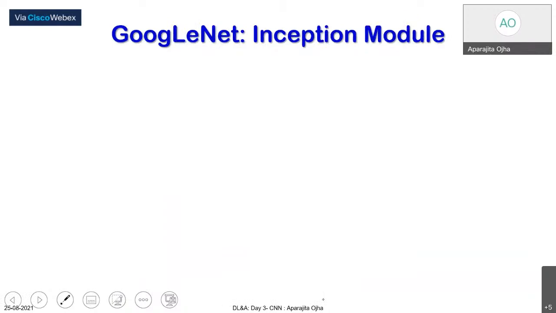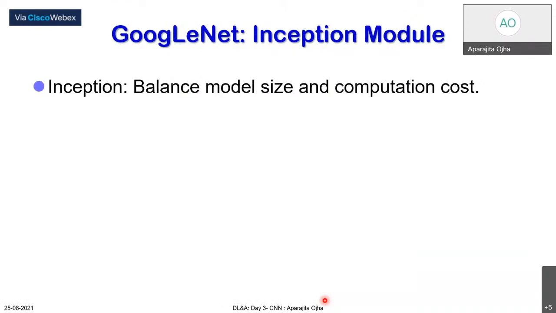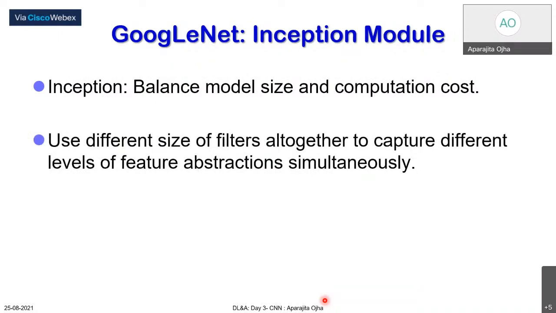Then came, so this was one of the best, even now it is considered one of the best feature descriptors or feature extractors of image data. And in spite of the fact that this is a very heavy model, people are using this for different kinds of applications. GoogleNet, on the other hand, is a balanced model with a balanced model size and computational cost. It uses different sizes of filters altogether.